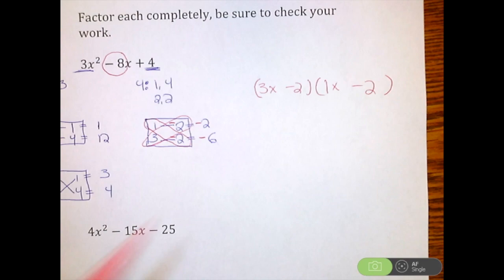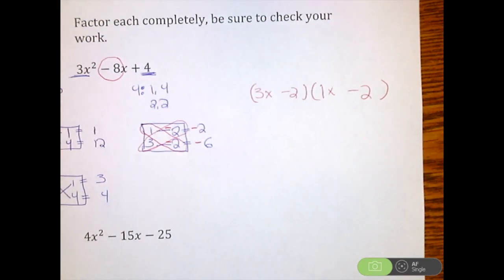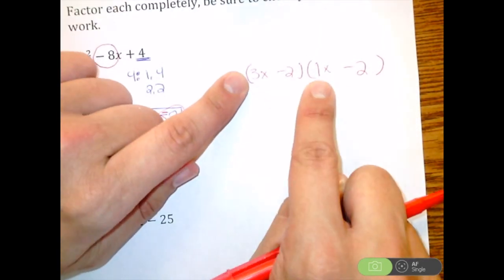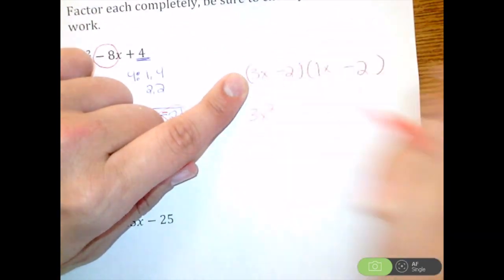I need to distribute and check. Let's make sure it works before we box it. So 3x times 1x is 3x squared.